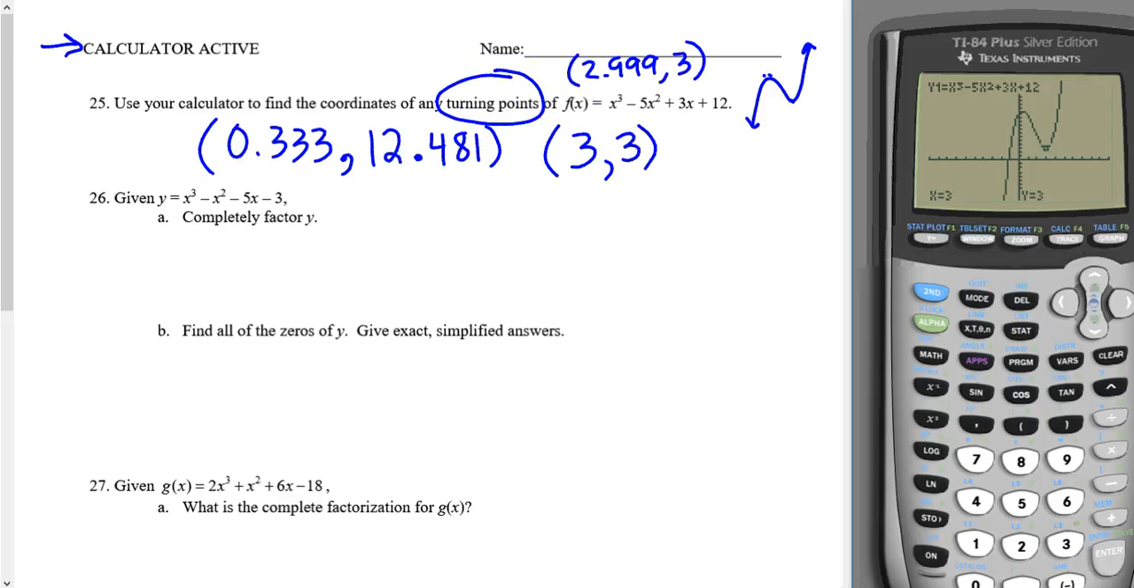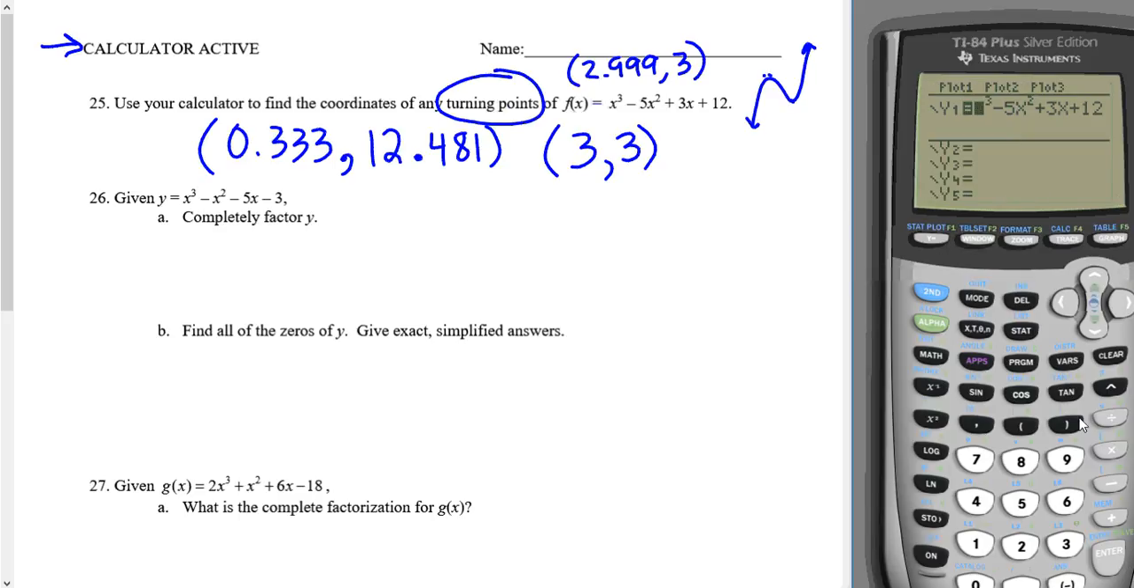All right, number 26. Number 26 says, given this function for y, completely factor it. Well, if I look at this problem right here, I have no idea how to factor that. It's 4 terms. I could try to do an area model, but honestly, I've got my calculator. Let's see what the graph looks like.